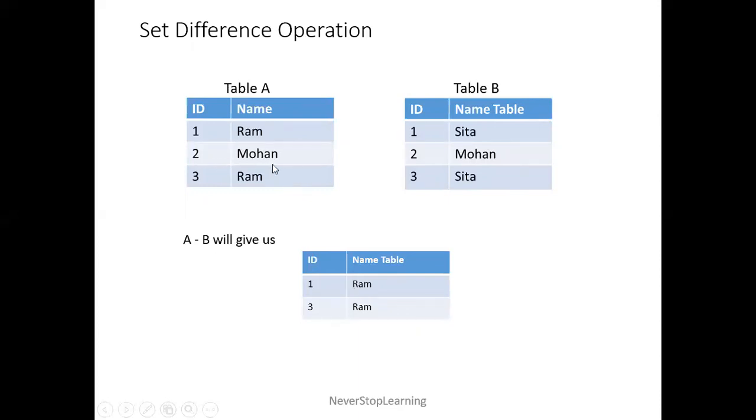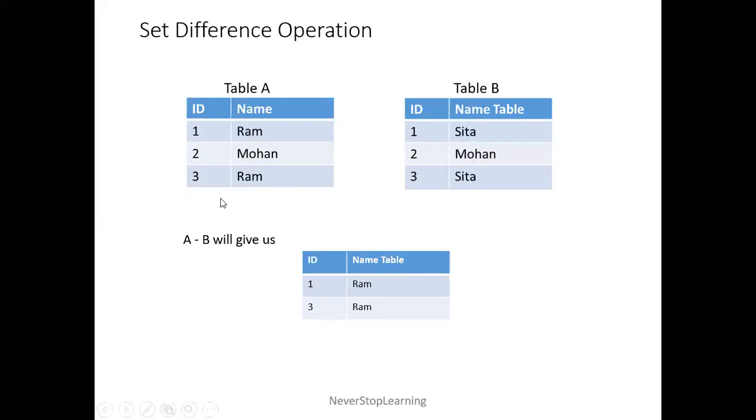Second row, 2 Mohan. Now 2 Mohan is present in table A and 2 Mohan is also present in table B. So this will not come because it is present in both the tables. What we are doing is fetching only those rows which are present only in table A. We are not taking those rows which are present in table B as well. So 2 Mohan will not come.